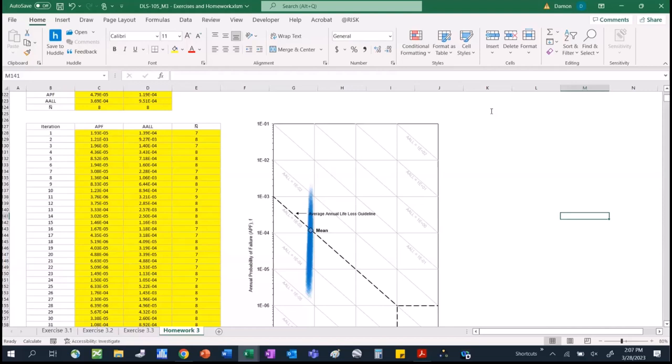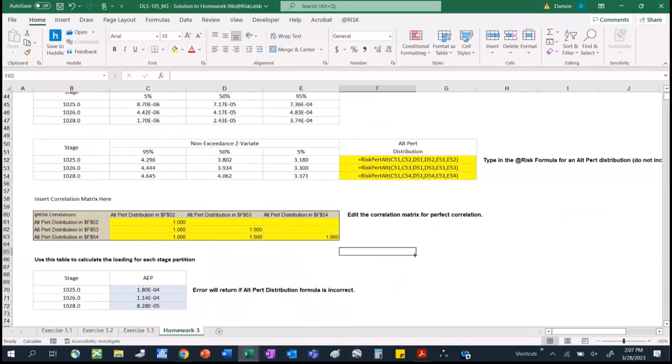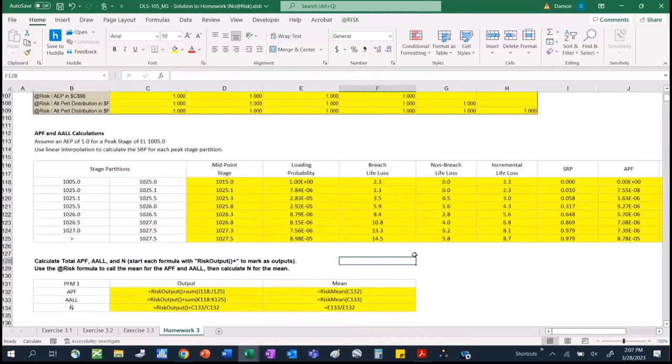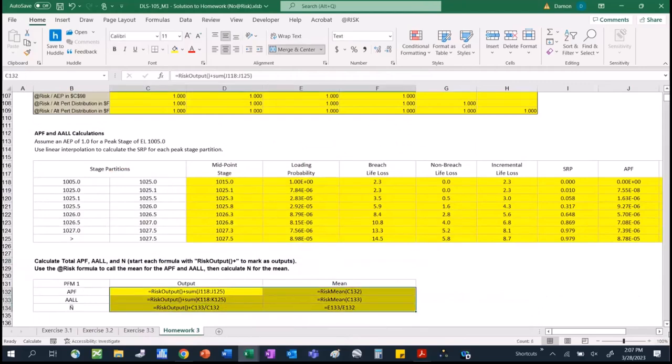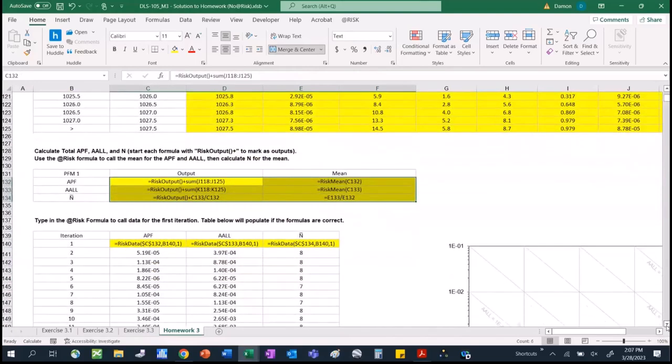Okay, thank you. So the question was, for those of us using the non-at-risk version, is there a way to see our formula results, for example, risk output cells and mean cells? No, unfortunately not. So again, I'm talking about in this area right here, Stephanie. Yeah, that's what I'm talking about.